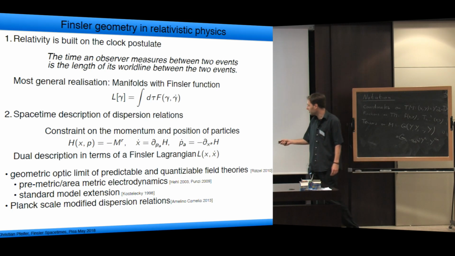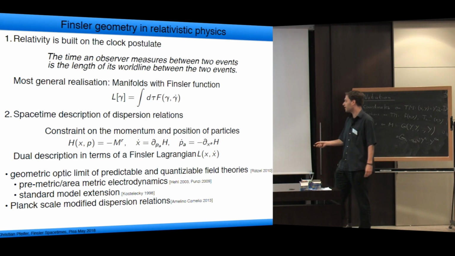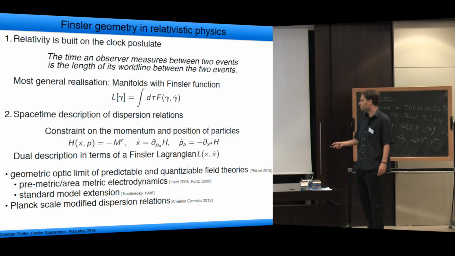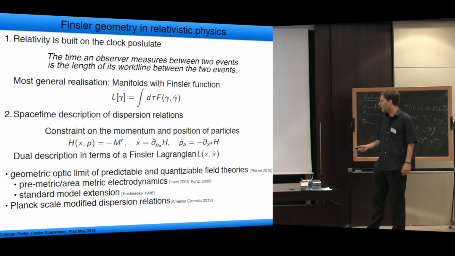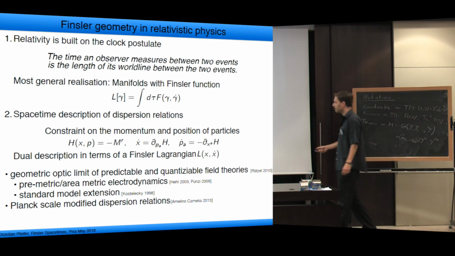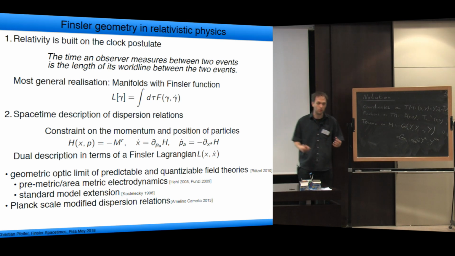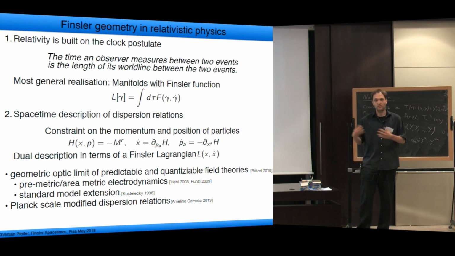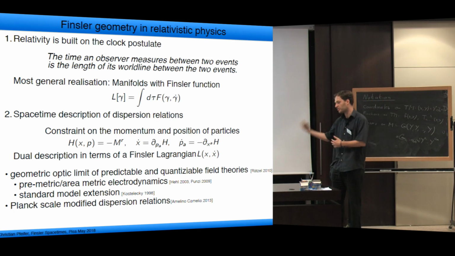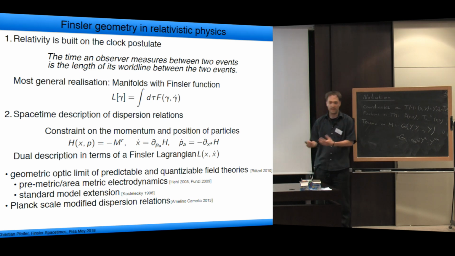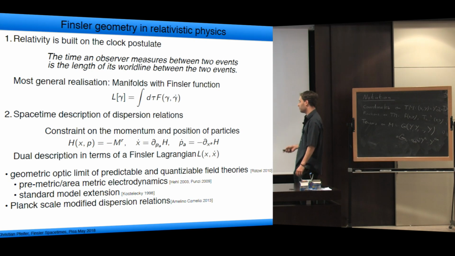So examples where such systems appear in physics are the geometric optic limits of predictable and quantizable field theories, among which are so-called pre-metric and area-metric electrodynamics, and what is called the standard model extension, where people study non-local Lorentz invariance field theories. Another source of such dispersion relations are Planck scale modified dispersion relations, which are considered to model effects we expect coming from the quantum nature of gravity. So when particles propagate through space-time and they reach a certain energy scale, then they should feel that gravity has a quantum nature as all other fundamental forces in physics, and this may be modeled by a modified dispersion relation.